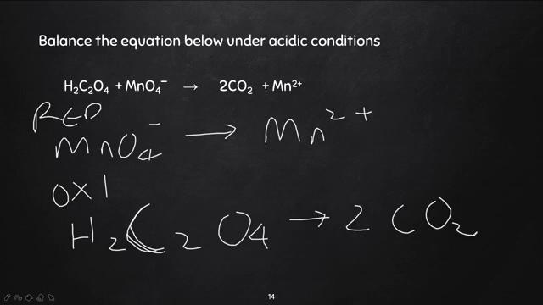So now the next thing we have to do is balance the stoichiometric coefficients in front of all of these ions. Now let's look at the oxidation half equation. We don't really need to balance any stoichiometric coefficient because manganese and manganese remain the same.